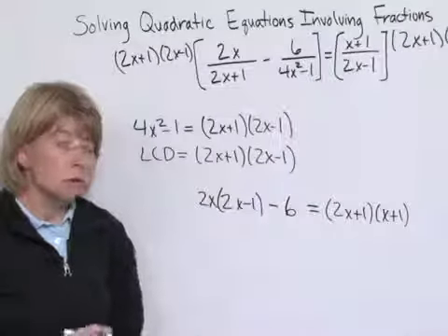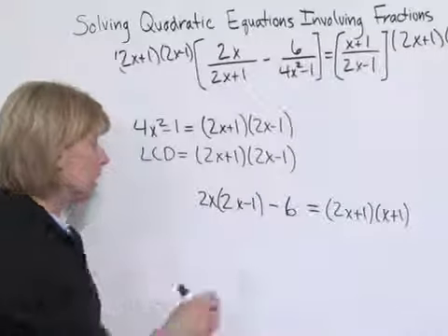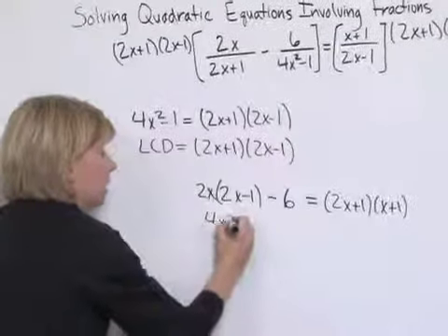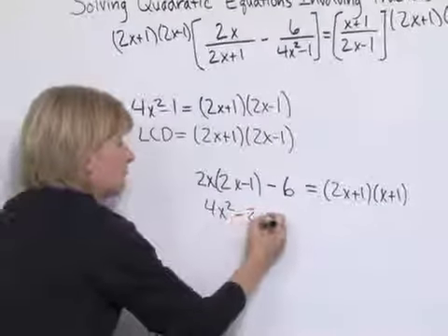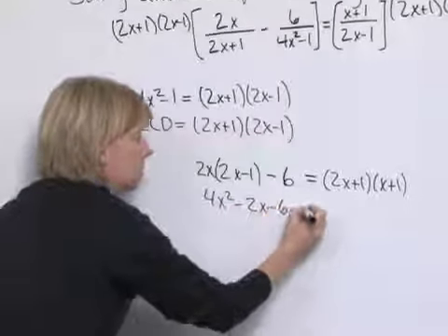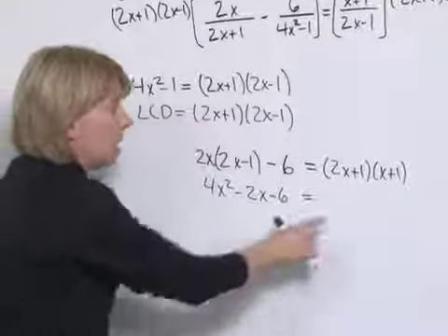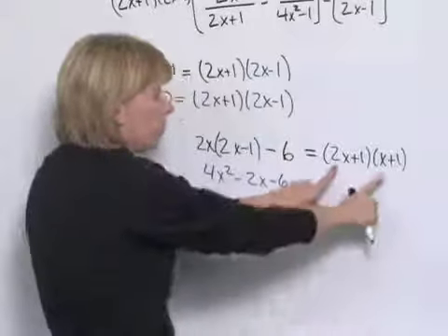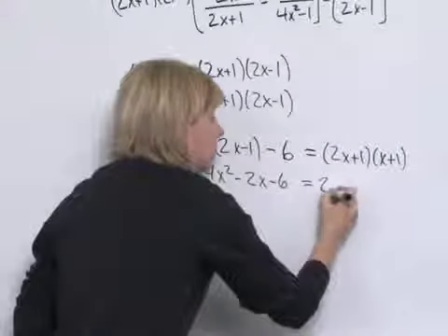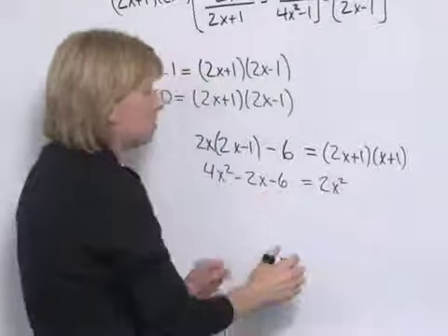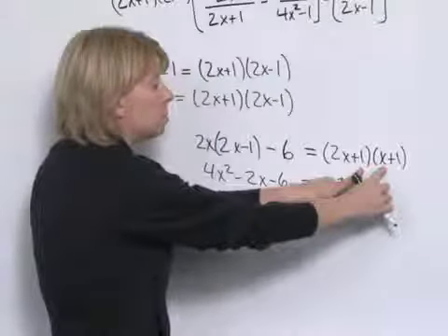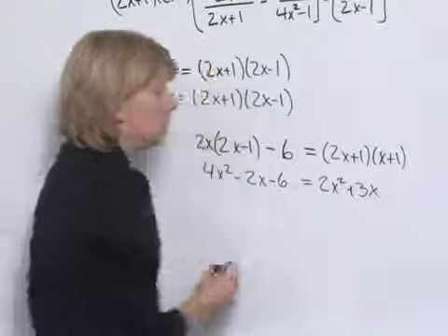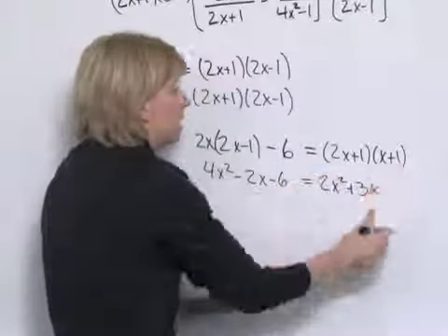We first need to get rid of the parentheses. Here we distribute the 2x, get 4x squared minus 2x minus 6. And on the right we need to FOIL. And when we FOIL, we'll get 2x squared. The middle term will have 2x plus 1x for 3x, and then plus 1 for our last product.